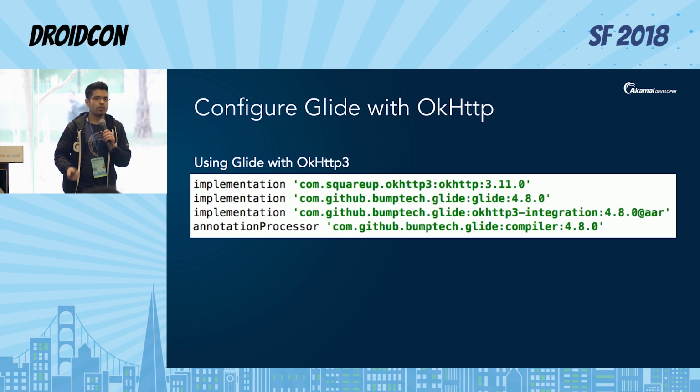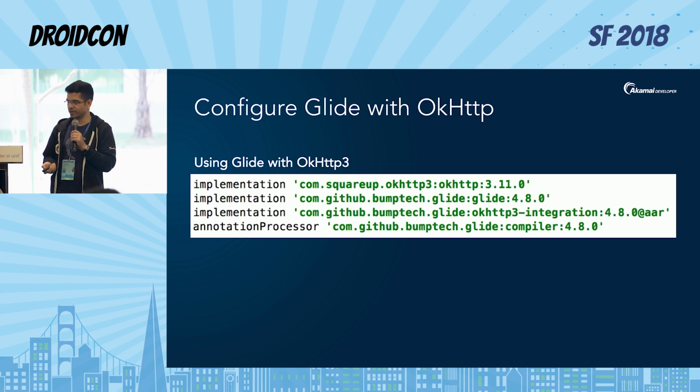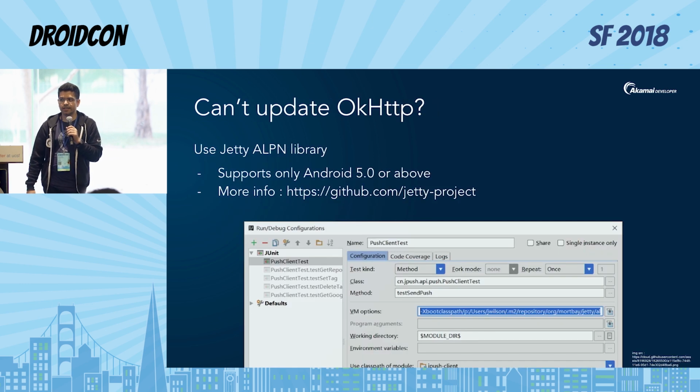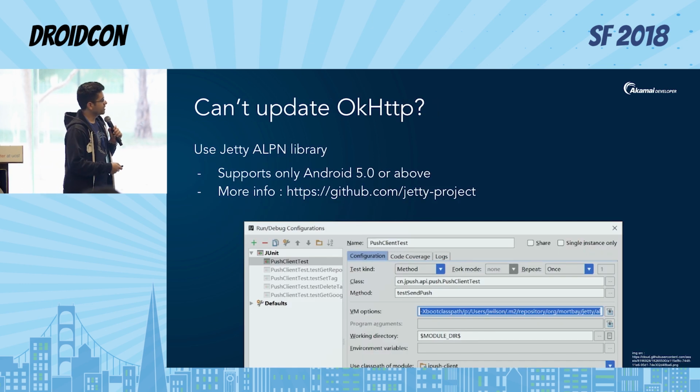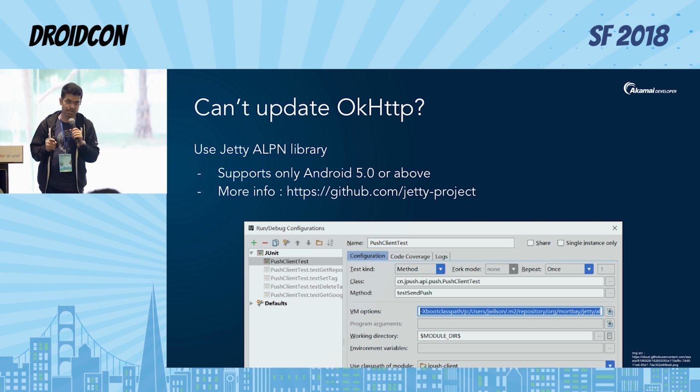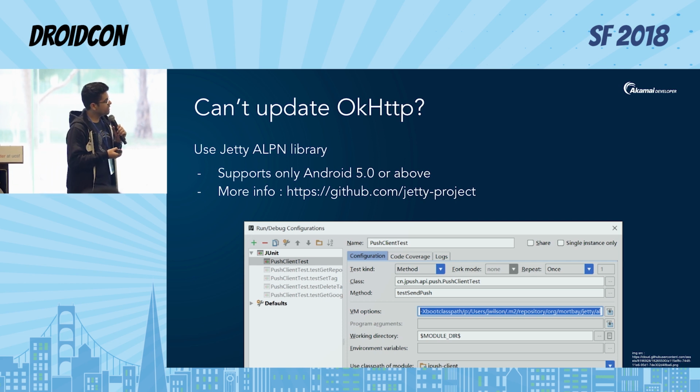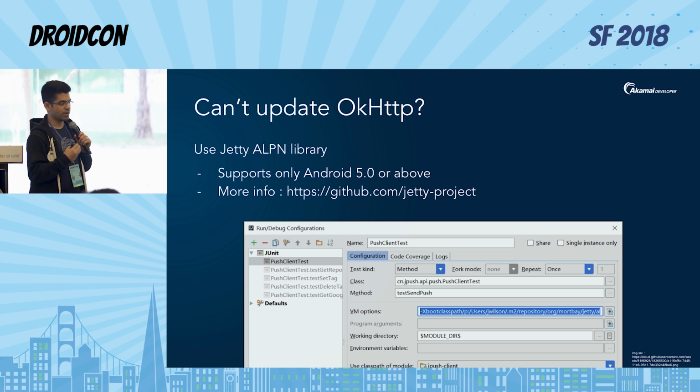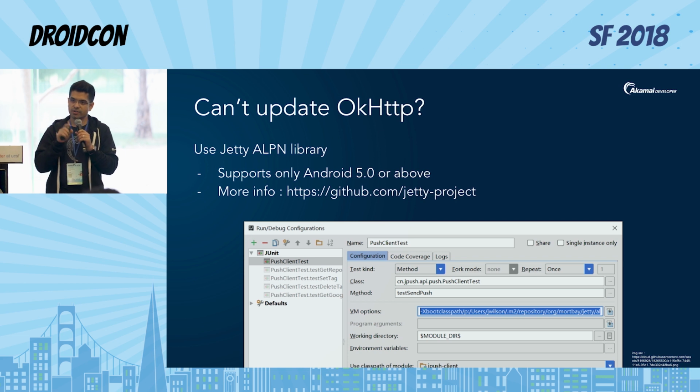Now, what if you cannot upgrade to OkHttp 3? There is a workaround. You can use the Jetty ALPN library. This is a screenshot of how you would use the Jetty ALPN library in your test code. There's more information available here. We'll discuss what ALPN is, but a few things about this: it will let you make H2 requests with your current code as long as your code runs on Android 5.0 or more.